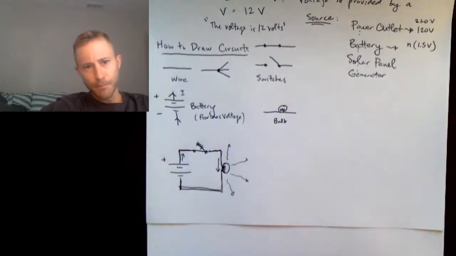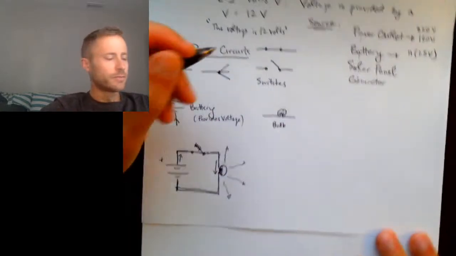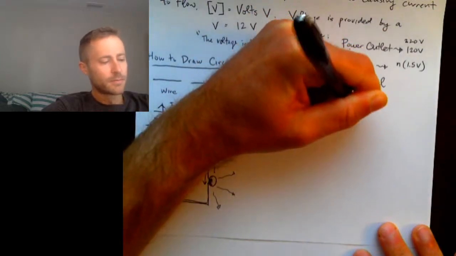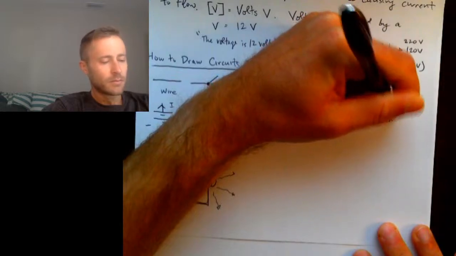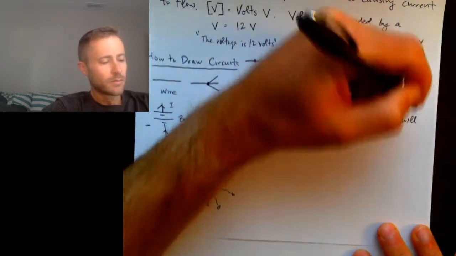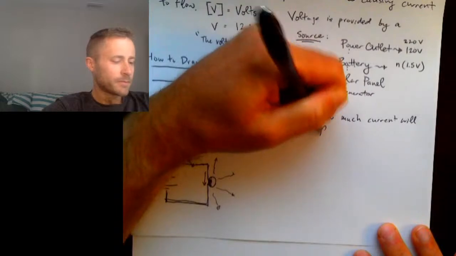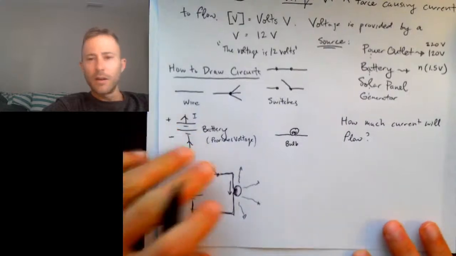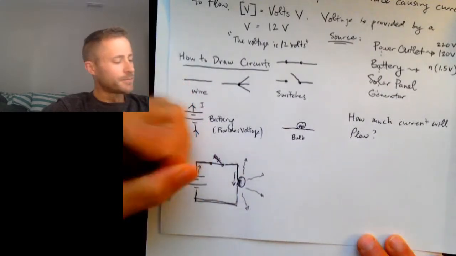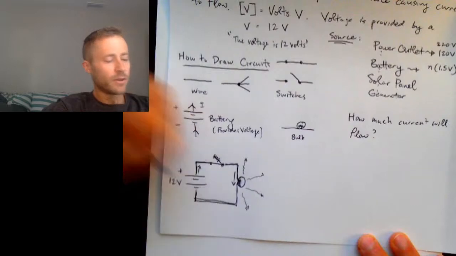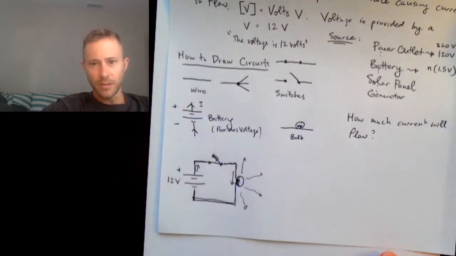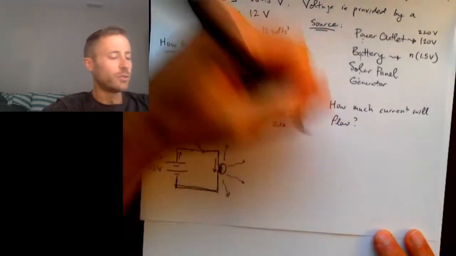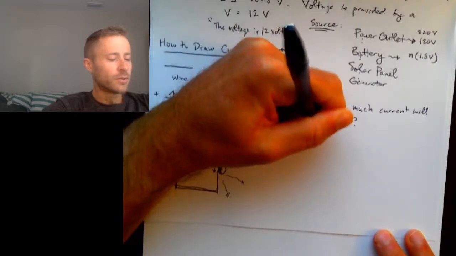So, the question is, how much current will flow? Okay? So, for example, let's say this is a 12-volt battery. How much current is going to flow in this circuit? Well, this leads us to what is called Ohm's Law.